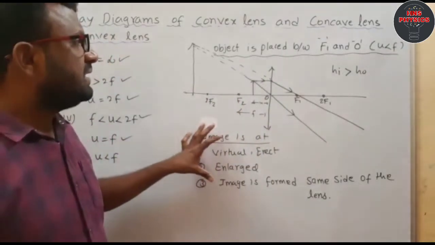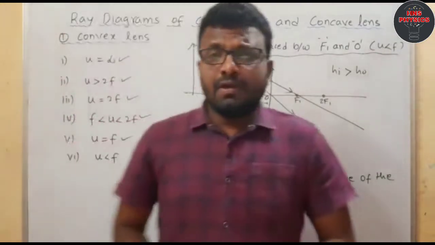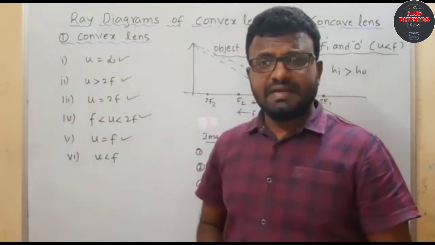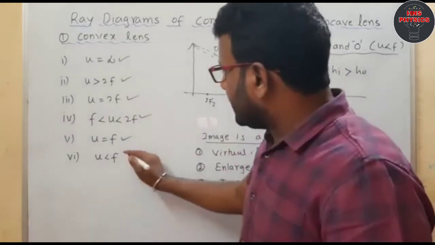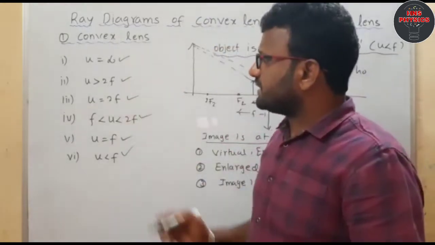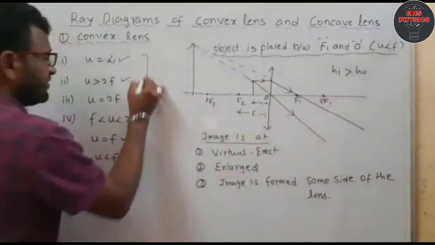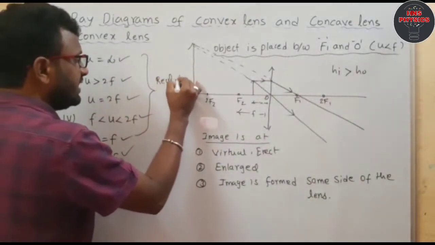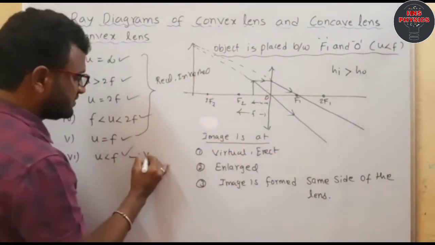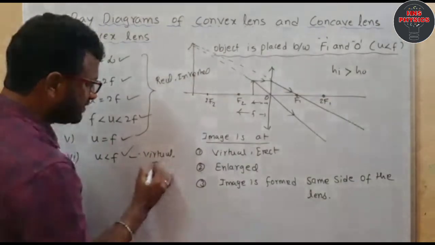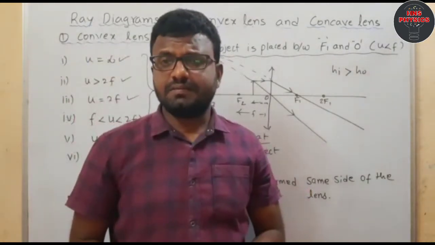But in this case the convex lens gives a virtual image. That means we can say from here that the convex lens gives a real image as well as a virtual image, right? These are the ray diagrams of the convex lens. In total we have six. In the first five cases the convex lens gives a real, inverted image, but in the sixth case it gives a virtual, erect image. So these are the ray diagrams of the convex lens.